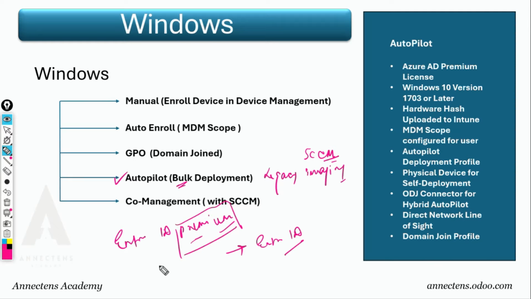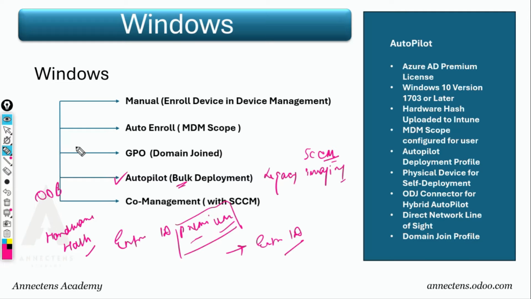And instead of a serial number, like in iOS where we require a serial number, right? Here we do not require any serial number, we require a hardware hash. Okay, so we require a hardware hash which needs to be uploaded to Intune. Then we require an Autopilot profile to configure the out-of-box experience. The out-of-box experience is called OOBE for end users.